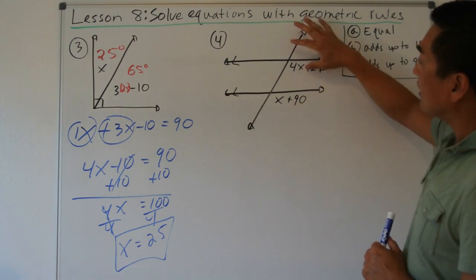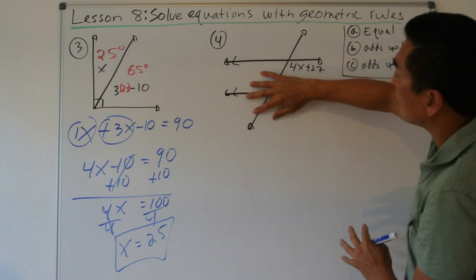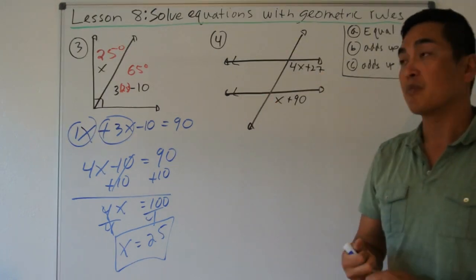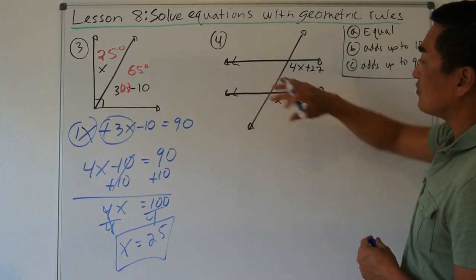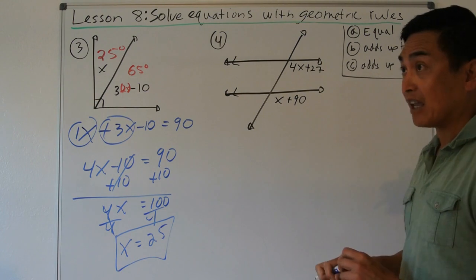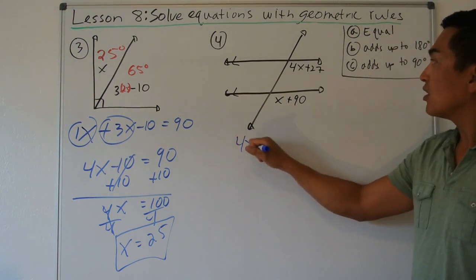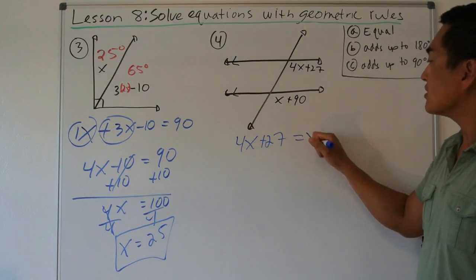If there's something here that's vertical angles, these two cannot be alternate interior because they're not interior of each other. However, they're corresponding. Corresponding meaning that these 4 sides are the same as these 4 sides, so this angle should be the same as that angle. Since they're parallel, these two are equal. So we have 4x plus 27 is equal to this angle here, which is x plus 90.